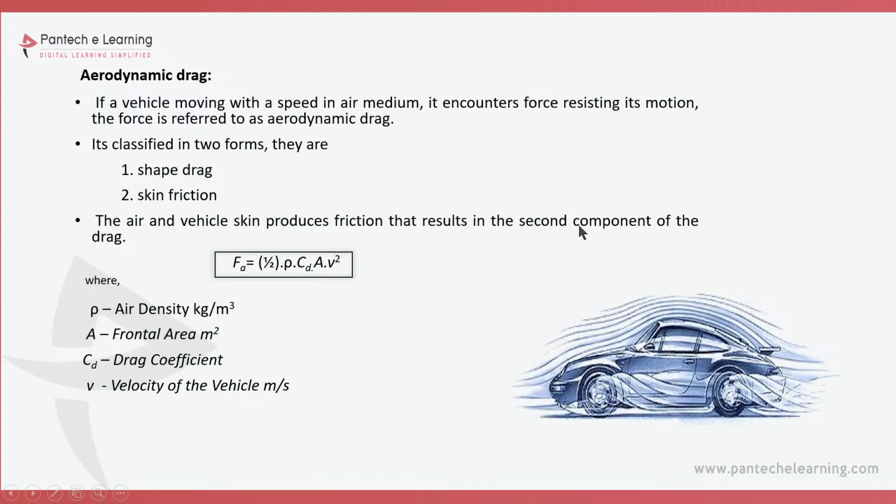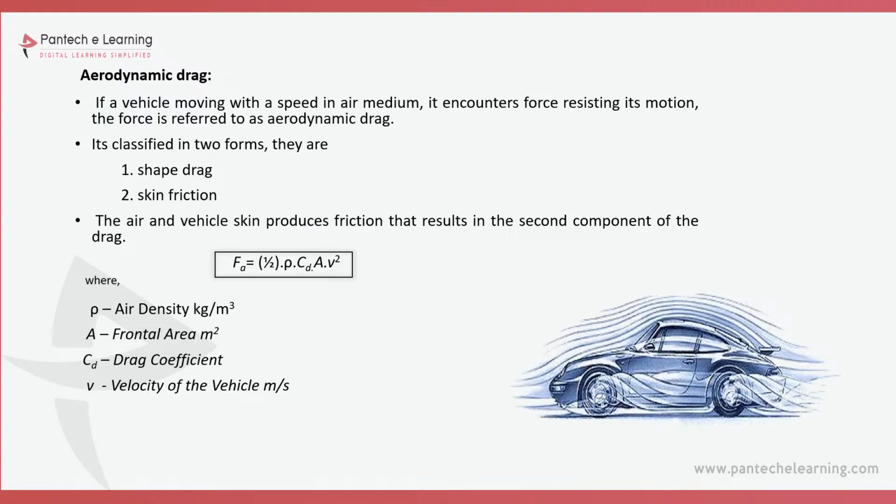That is the second component of the drag, so next we consider the skin friction. Here the aerodynamic drag formula is F_A, the aerodynamic drag force, equal to half into rho into C_D into A into V squared. Half is 0.5. Rho is the air density. Air density varies depending upon the area. In India, the maximum air density is 1.250. In Jammu and Kashmir, it may vary.